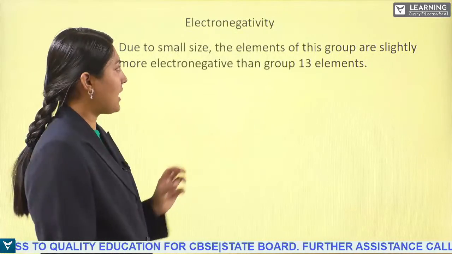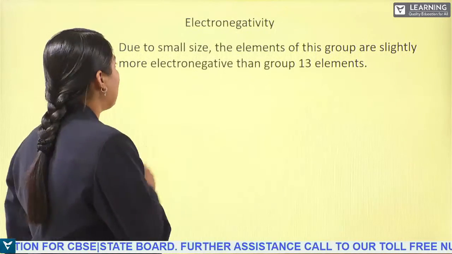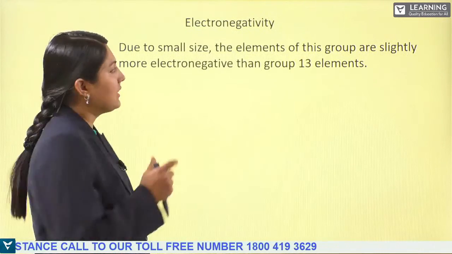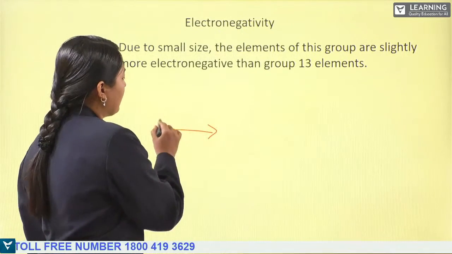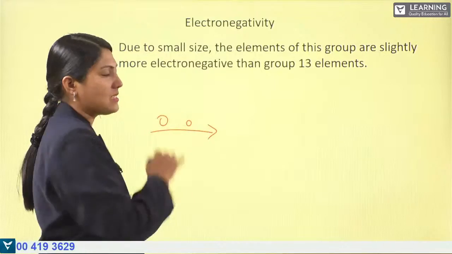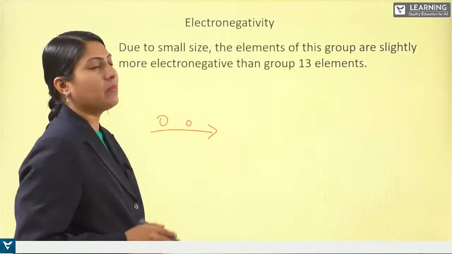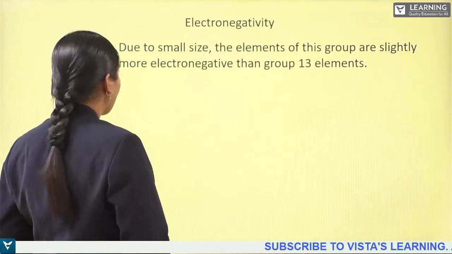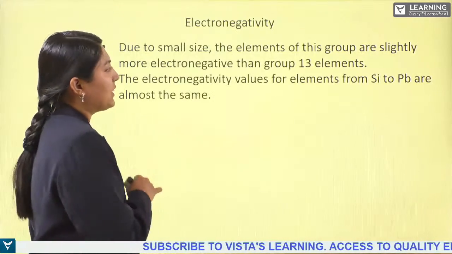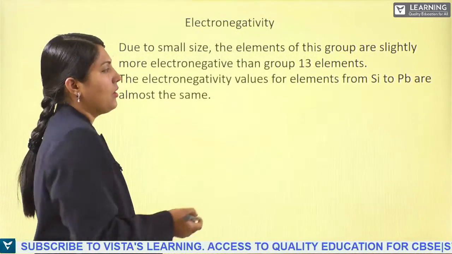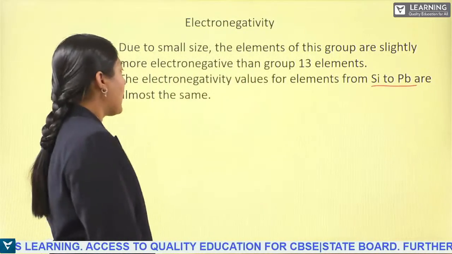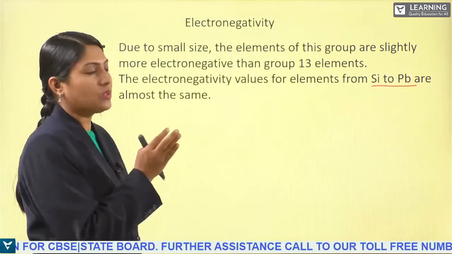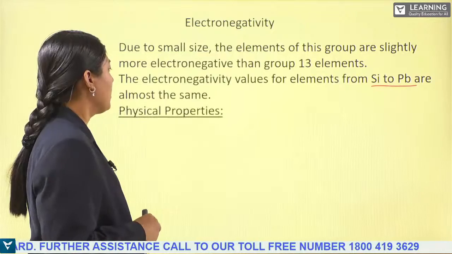Due to the smaller size, the elements of this group are slightly more electronegative compared to the 13 group elements. Across the period, the size decreases. So due to the decrease in size, 13 group elements will have less electronegativity than these group elements. The electronegativity values of the elements from silicon to lead are almost the same.